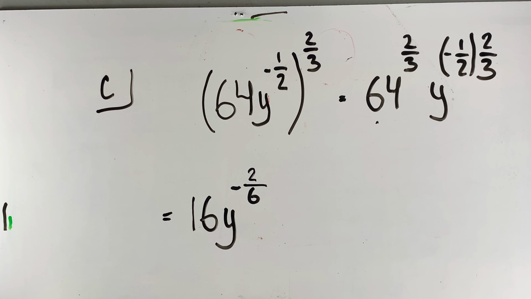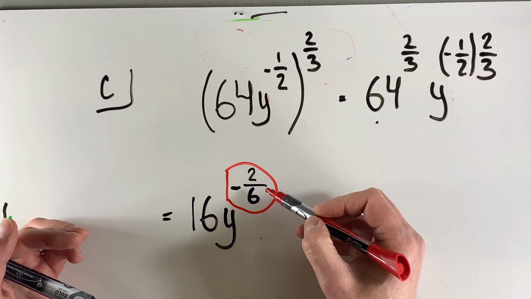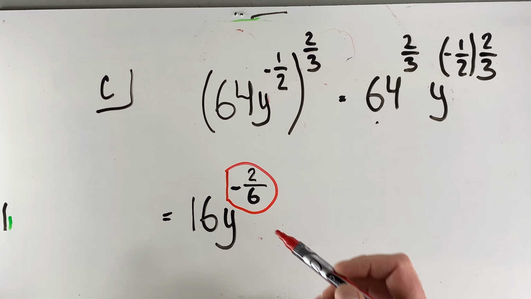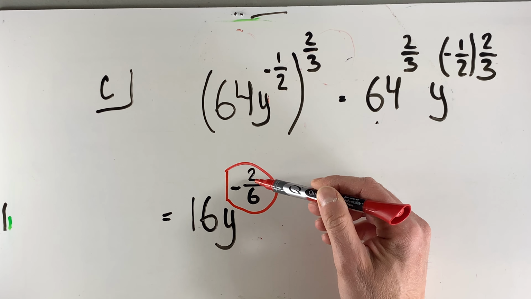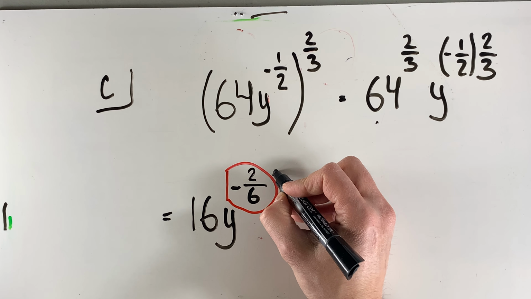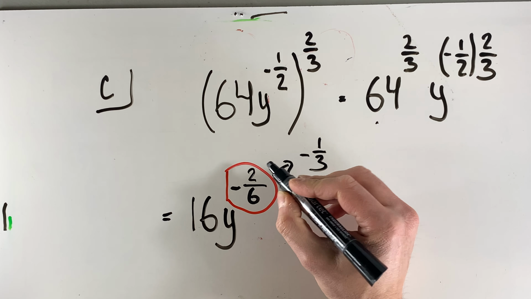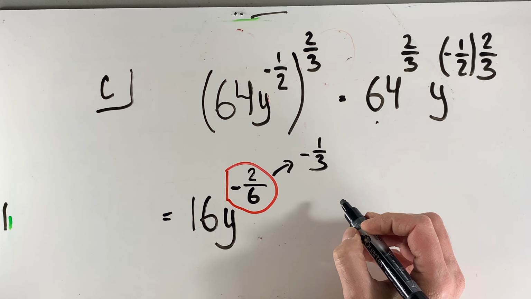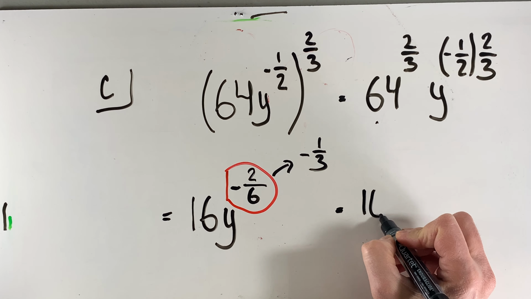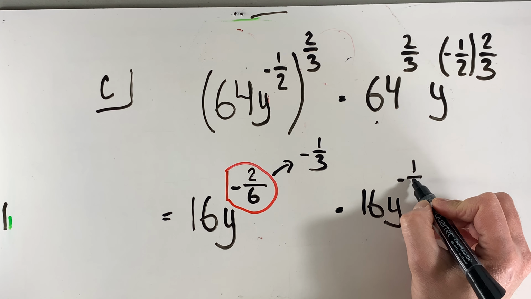Now we're not done yet, because this exponent, first of all, is negative. They want the exponent to be positive. And second of all, this exponent 2 over 6 can be reduced. That fraction can be reduced to negative 1/3. We're dividing numerator and denominator by 2. So we're left with 16 times y to the power of negative 1/3.